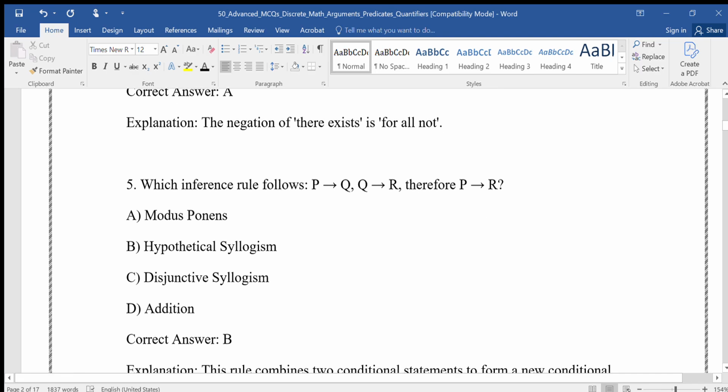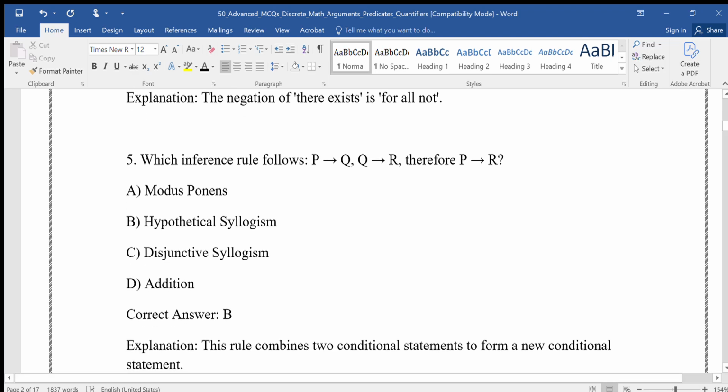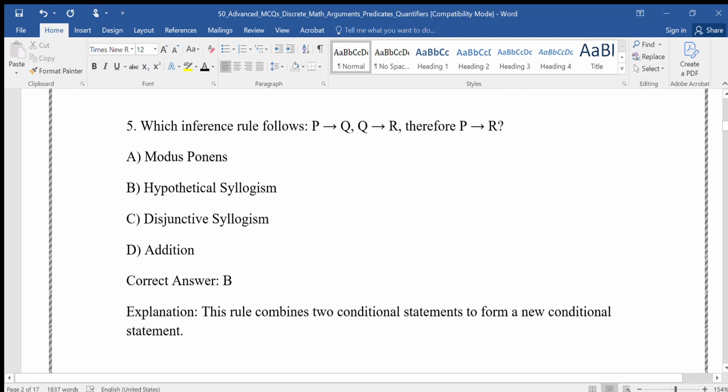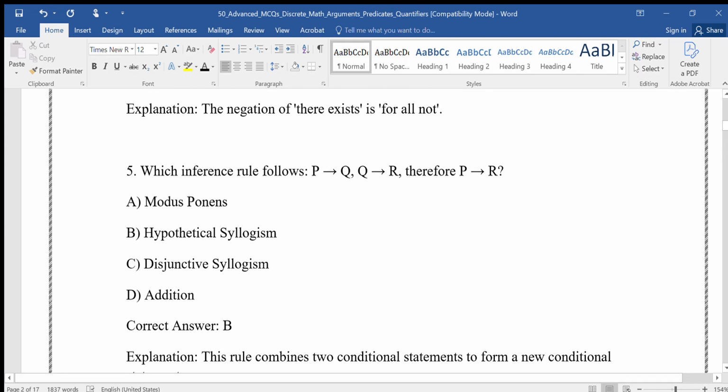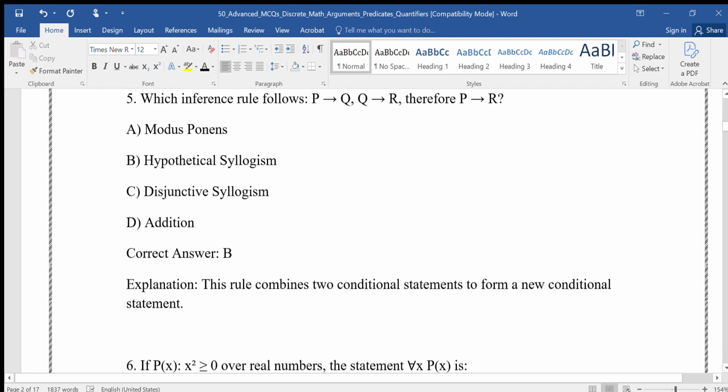First option is modus ponens. Option B is hypothetical syllogism. Option C is disjunctive syllogism, and option D is addition. The correct option is hypothetical syllogism. This rule combines two conditional statements to form a new conditional statement. Implication means conditional statement: P implies Q, like if P then Q, Q implies R, therefore P implies R. This rule is called hypothetical syllogism.